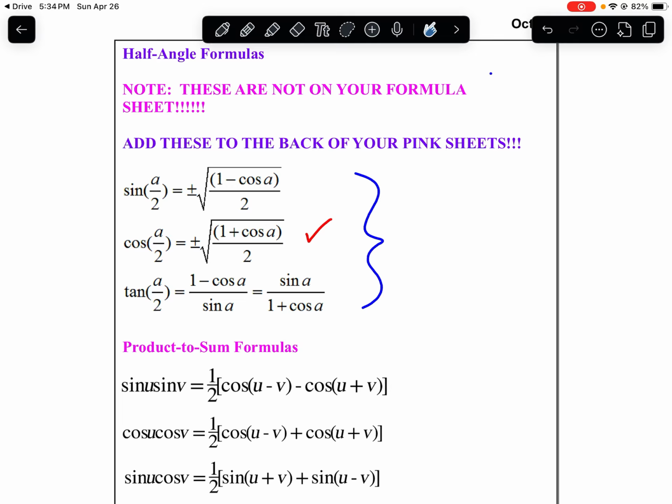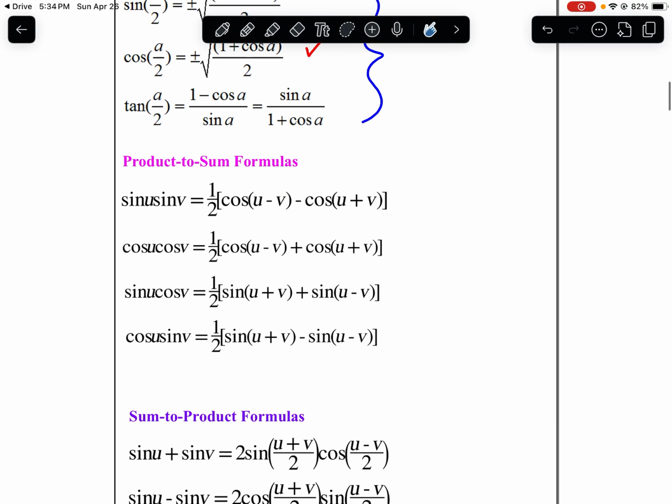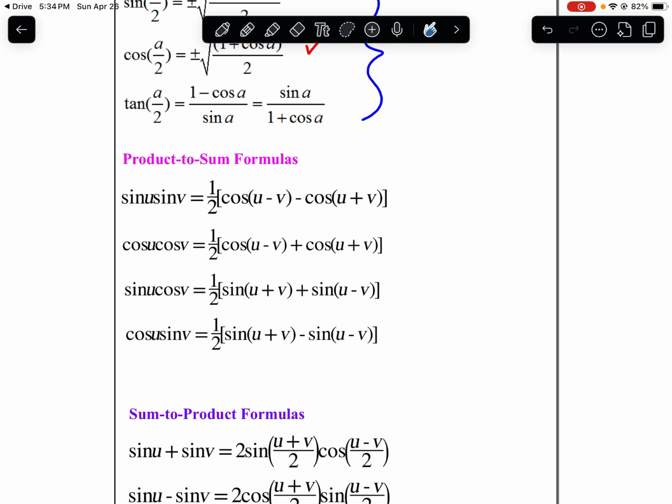Depending on the context, you might have to look at the original angle, like theta or x or u or whatever the variable is you're working with. Sometimes you can just work with the angle that you're given. We'll see that when we get to the examples with those ones. But then tangent, you've got a couple options there. Either one of those two formulas, the 1 minus cosine over sine and sine over 1 plus cosine, those two should give you the same value in the very end.